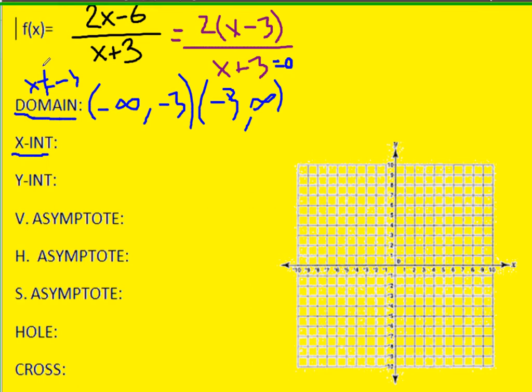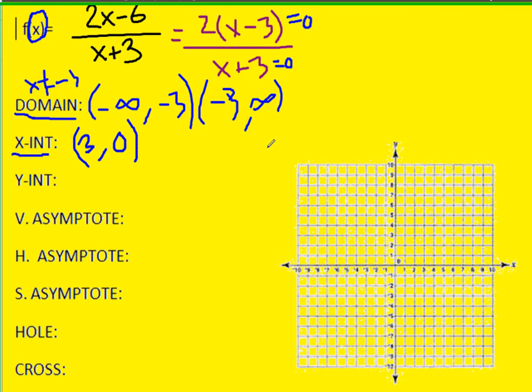X-intercept is when the entire function equals 0. Well, if the entire function equals 0, that means your numerator has to equal 0. So I'm going to set the numerator equal to 0. Well, 2 can never equal 0, so that doesn't help you. But x minus 3 can equal 0. That happens when x equals 3. So when x equals 3, the y value is 0. So you have an ordered pair of (3, 0).